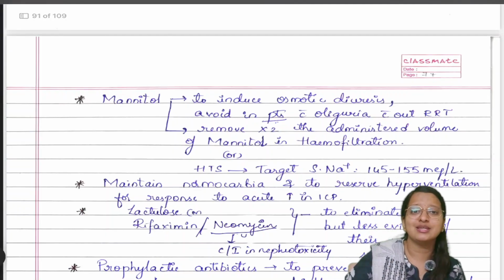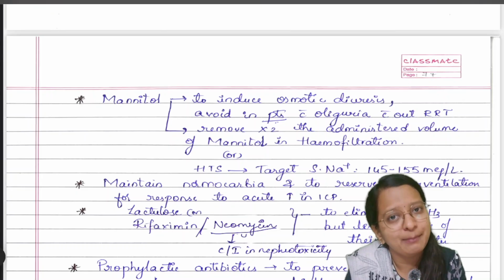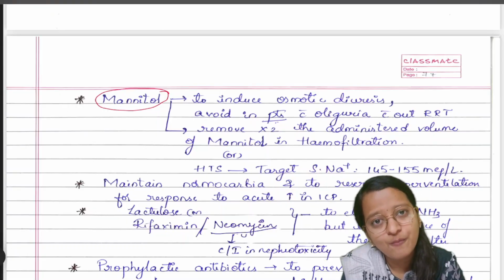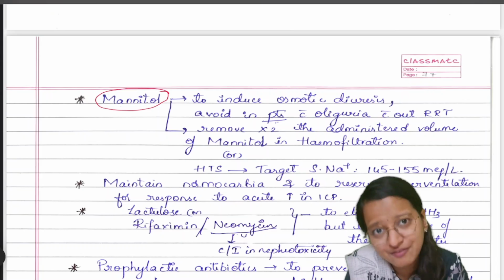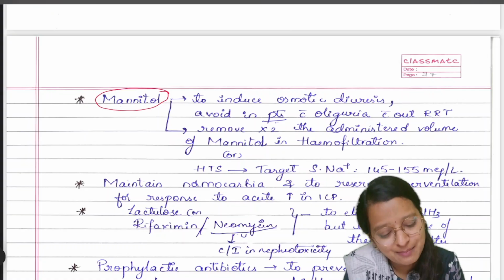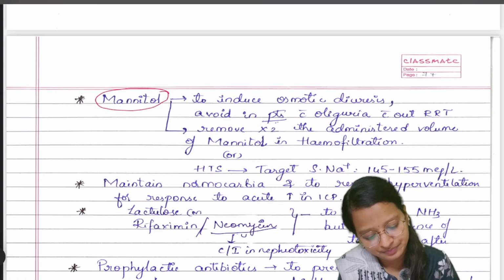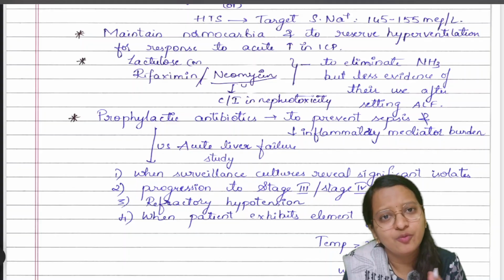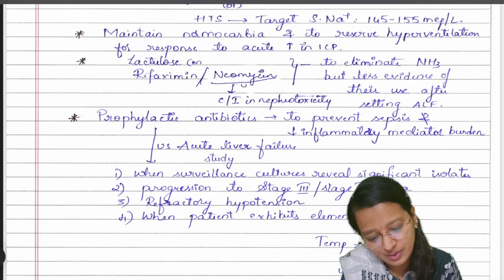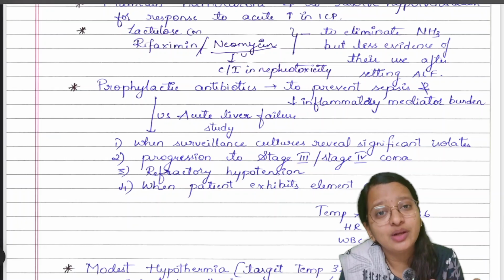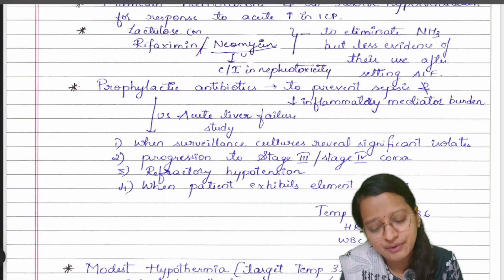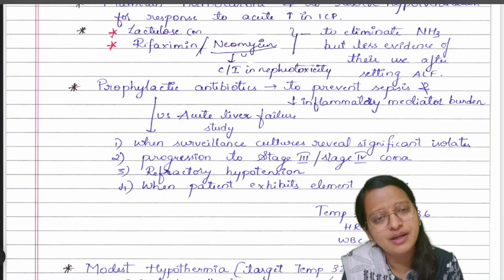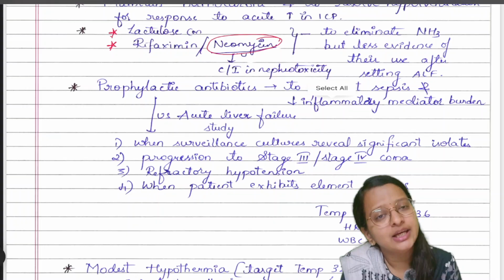And the main thing is to reduce the cerebral edema. We have two options, mannitol and hypertonic saline. The disadvantage with mannitol is we shouldn't use it in renal failure patients, right? So, we'll go for HTS in renal dysfunction. If we have to use mannitol, we have to remove twice the administered volume of mannitol in hemodiafiltration. Next, we have to maintain normocarbia, and hyperventilation we won't do routinely, but we'll reserve it for resistant cases, or if there is an acute increase in ICP, then we'll go for hyperventilation. And the main thing we have seen already in hepatic encephalopathy, we'll go for lactulose, rifaximin, or neomycin, but neomycin is again contraindicated in nephrotoxicity.